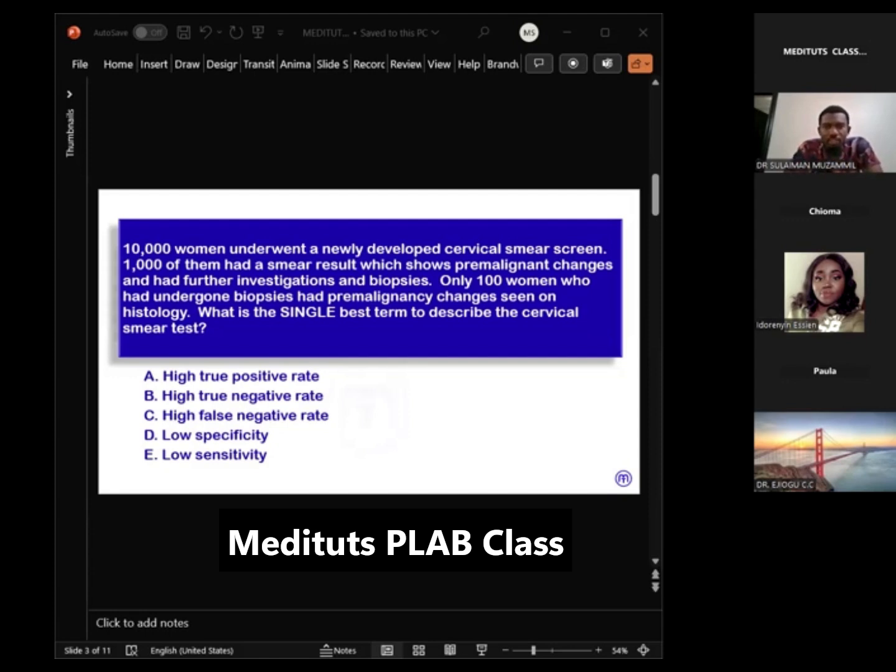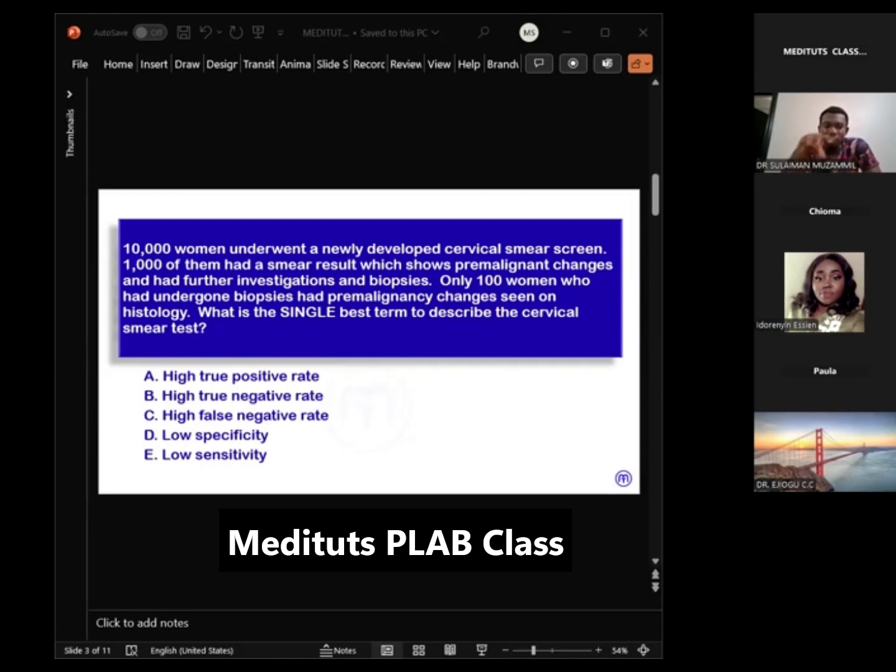So we understand the picture the question is trying to paint, right? You understand what picture the question is trying to paint? So the question is saying 10,000 women had a test. 1,000 of them were positive. Is that not so? Dr. Chioma, at least up to this stage, everything is clear. Yes. Okay. Now, 1,000 of them were positive.